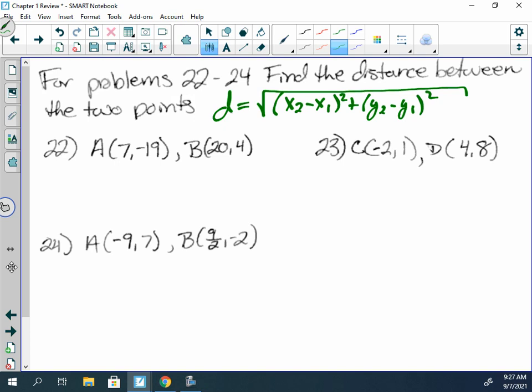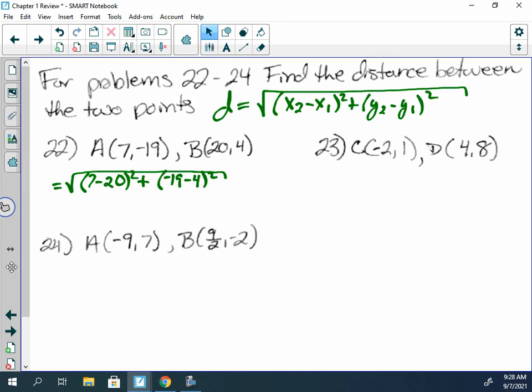So here, for 22, we'll just use the distance formula. So we subtract our x values in one of the parentheses and subtract the y's in the other. So in 22, what are our two x values? So we can say 7 minus 20. Our y values are going to be negative 19 minus 4. Yes. Because 7 minus 20 is going to give us negative 13.